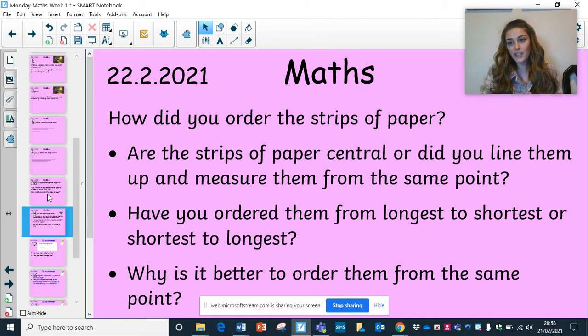So there's some questions here for you to discuss with somebody or to answer or write down. How did you order the strips of paper? Are the strips of paper central? Did you order them in the middle of your page or did you line them up and measure them from the same point? Because that's really important when you're measuring, that they're measured from the same point, and then it's easier to see which is the shortest and which is the longest.